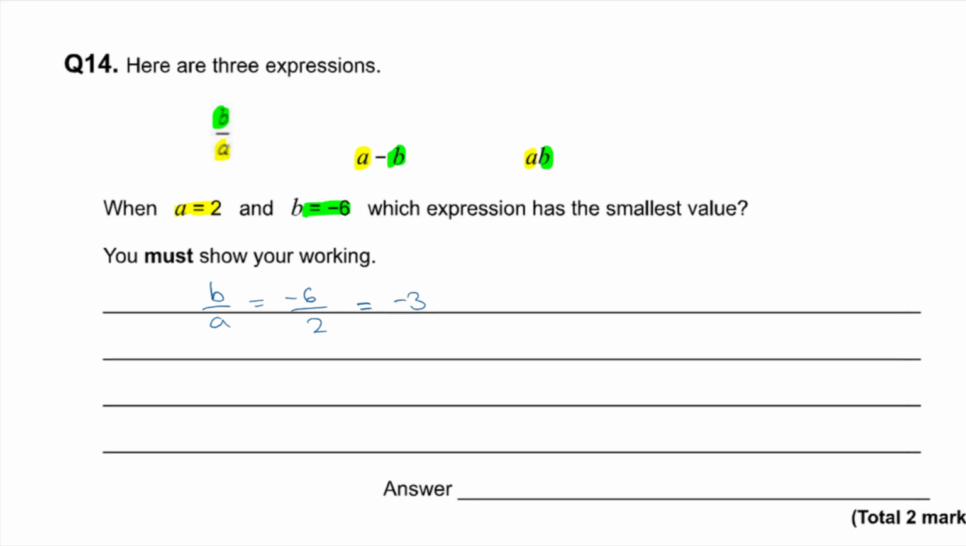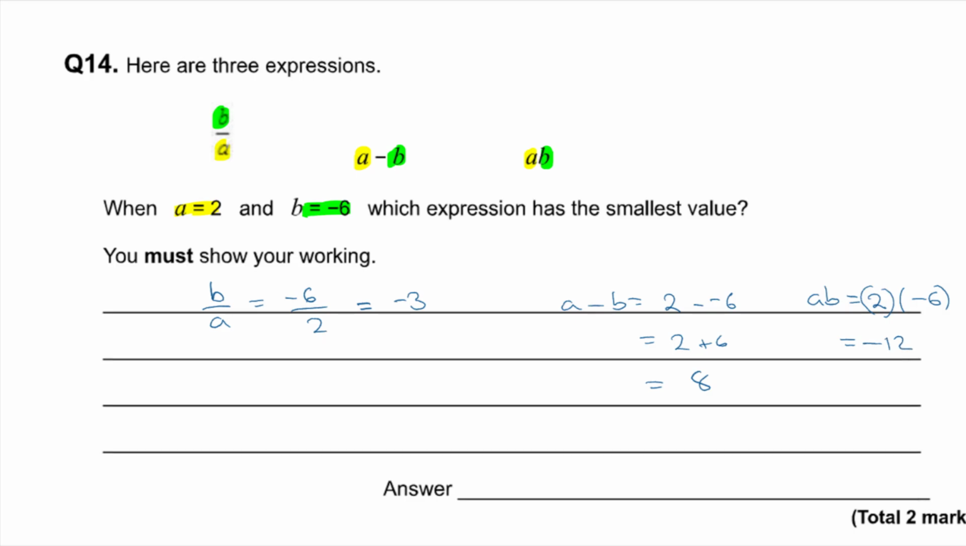that's negative 3. Now A minus B, that's going to be 2 minus negative 6. 2 minus negative 6 is the same thing as 2 plus 6, and that is the same as 8. Okay, so it's definitely not that one because minus 3 was the smallest so far, but then I've got AB to evaluate. A is 2, B is minus 6, so subbing those in and then multiply them out. 2 times negative 6, that's negative 12.